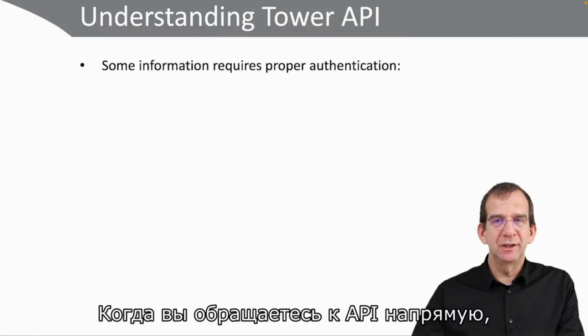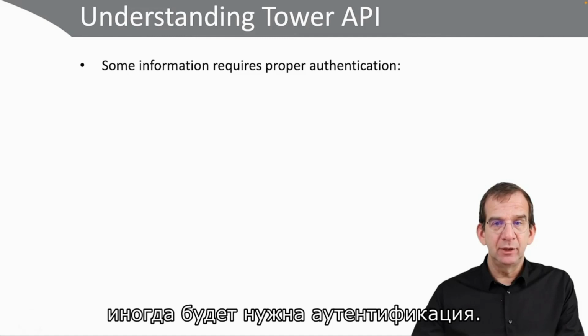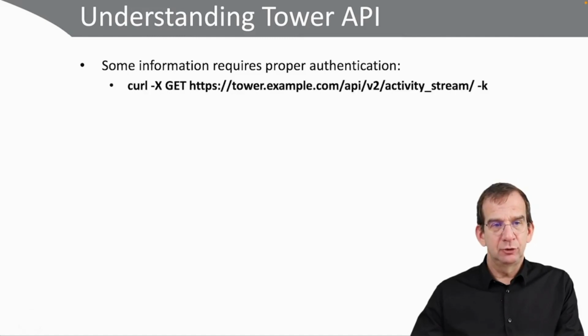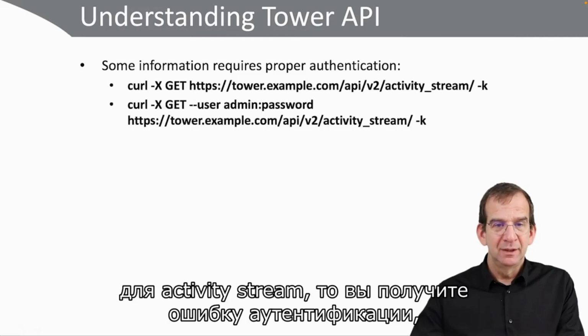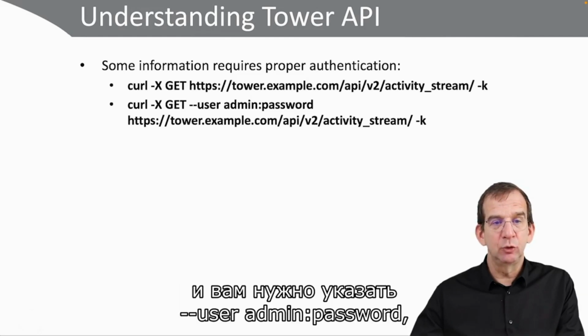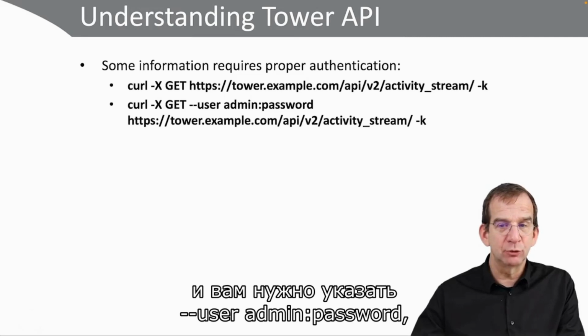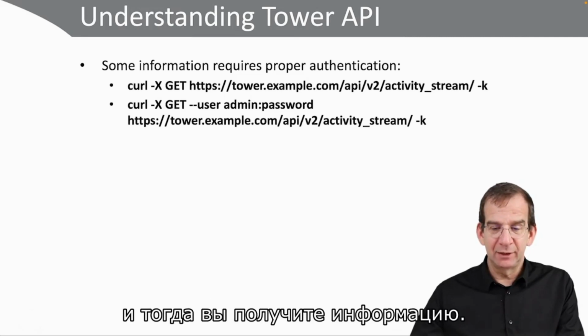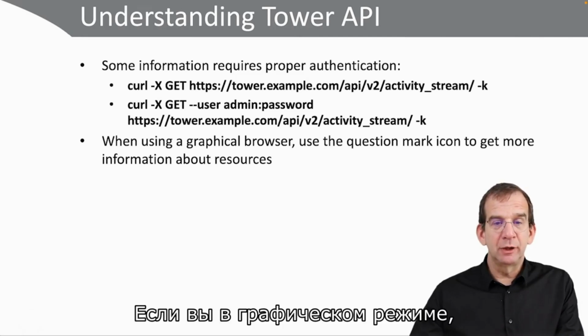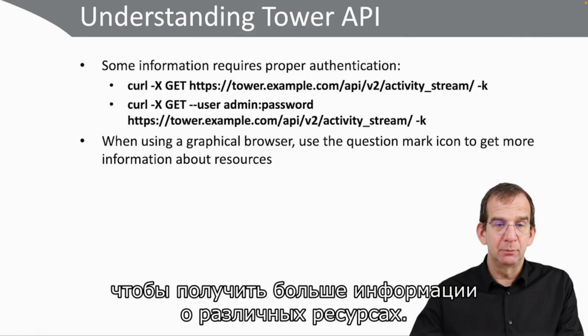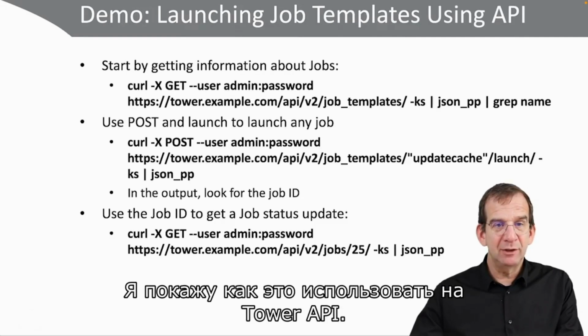Now, when you are addressing the API directly, sometimes you will need authentication. So if, for instance, you use curl -X GET https on the activity stream, then you get an authentication error, and you need to specify --user admin:password, and that will provide information for you. When you are using a graphical browser, you can use the question mark icon to get more information about these different resources. Let me demonstrate how we can use the Tower API.